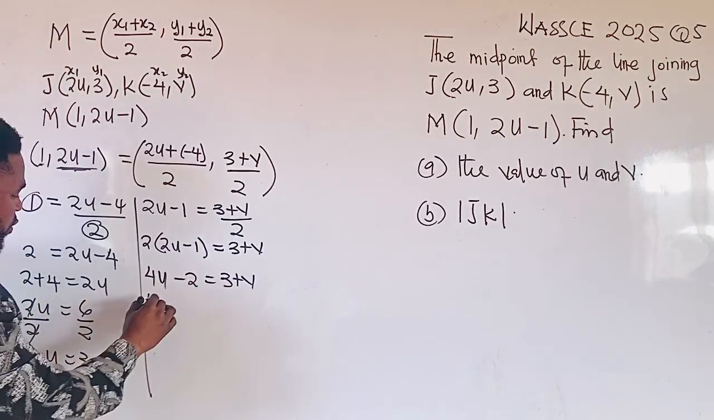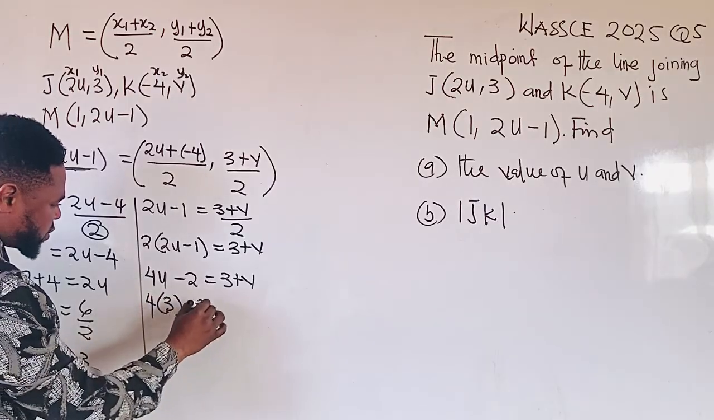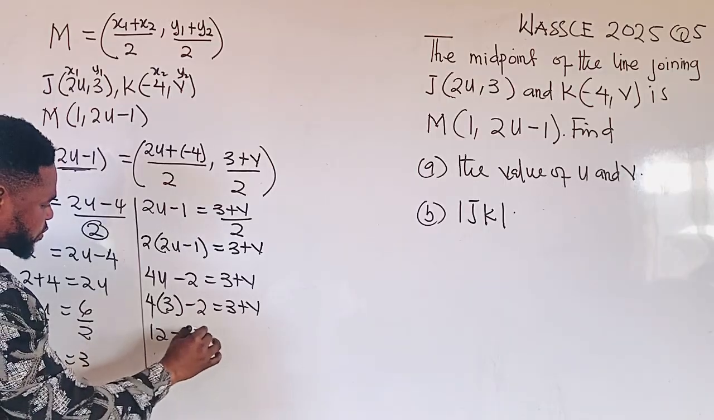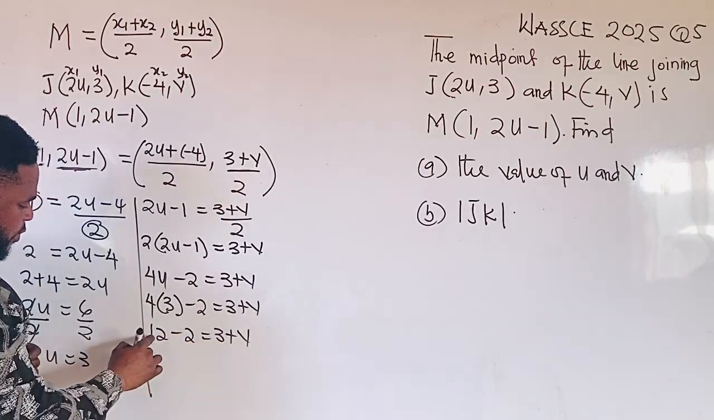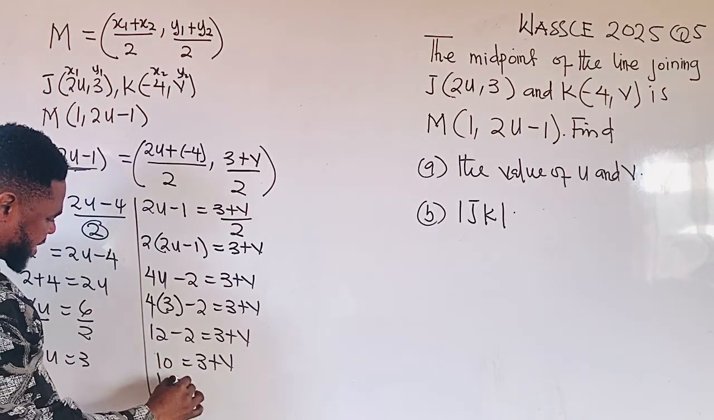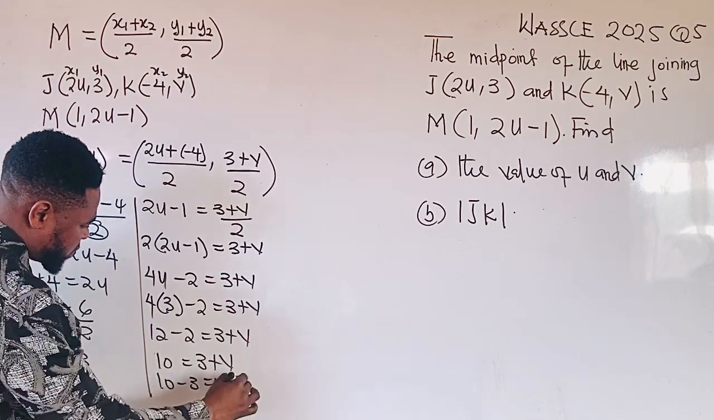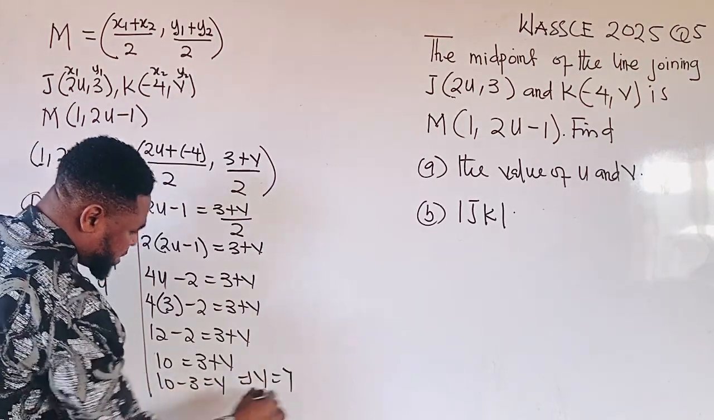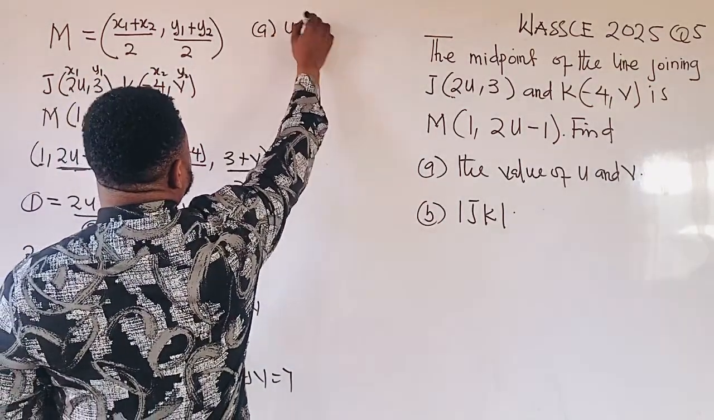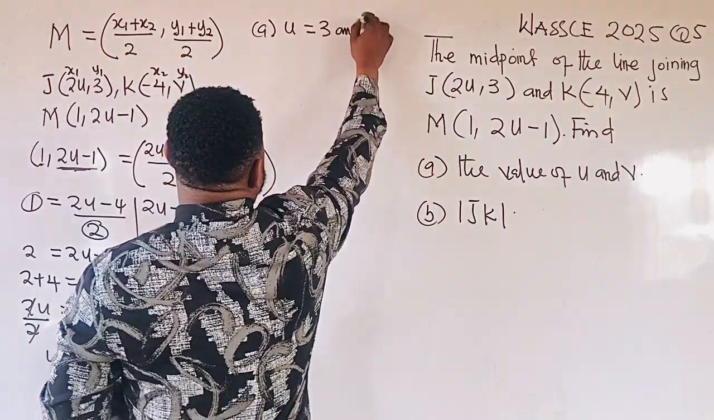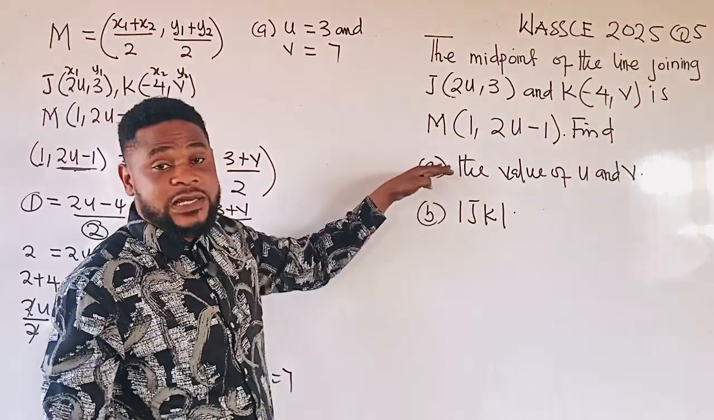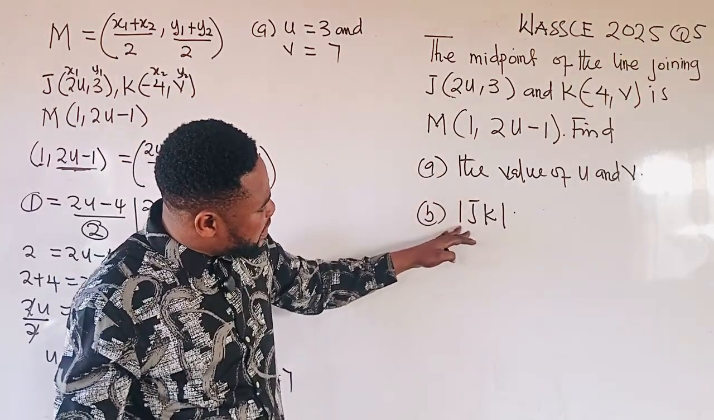So now we know our u to be 3, so we put 3 here: 12 minus 2 equal to 3 plus v. 12 minus 2 will give us 10 equal to 3 plus v. So we have 10 minus 3 equal to v. So our v is going to give us 7. We can conclude by saying that our u is equal to 3 and our v is equal to 7. So this is how we can answer part A. Now let us look at the B part.